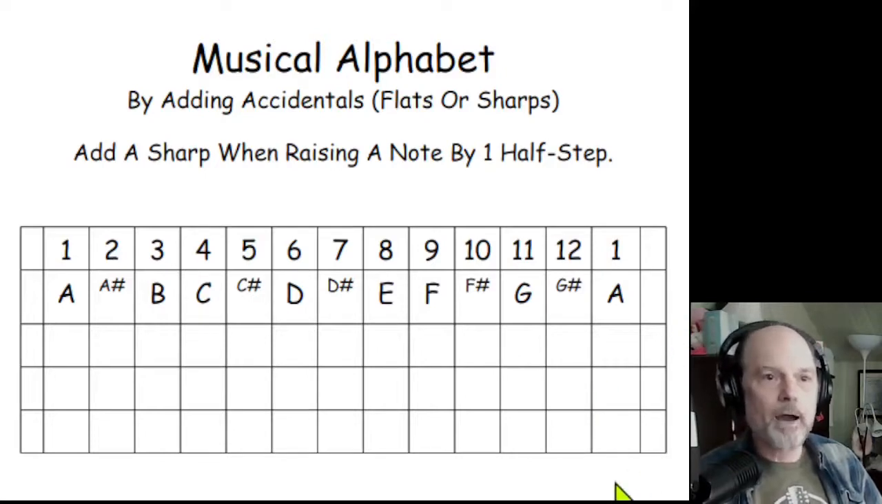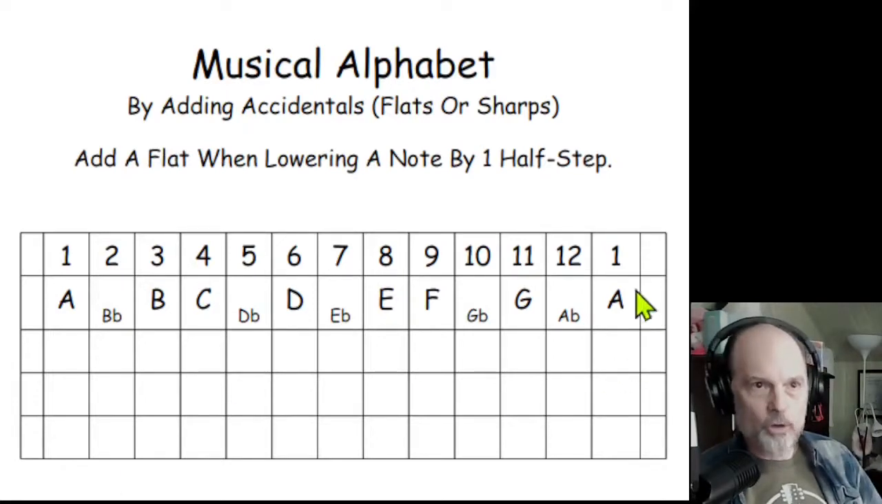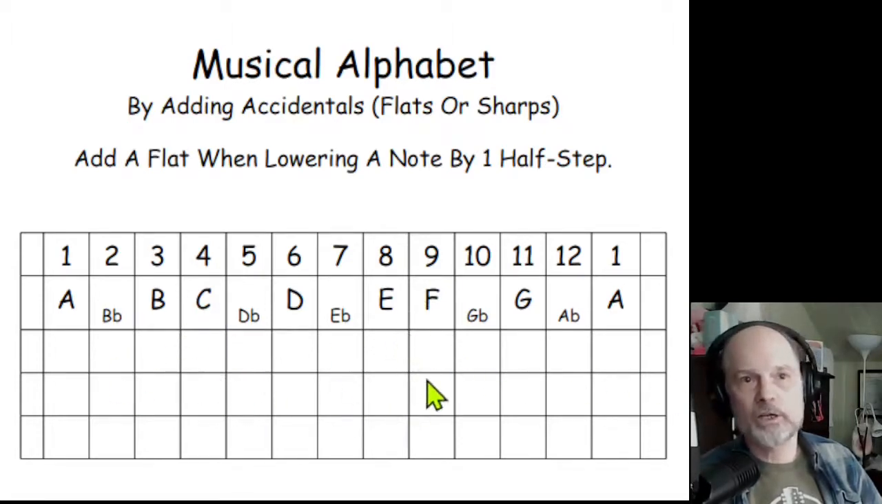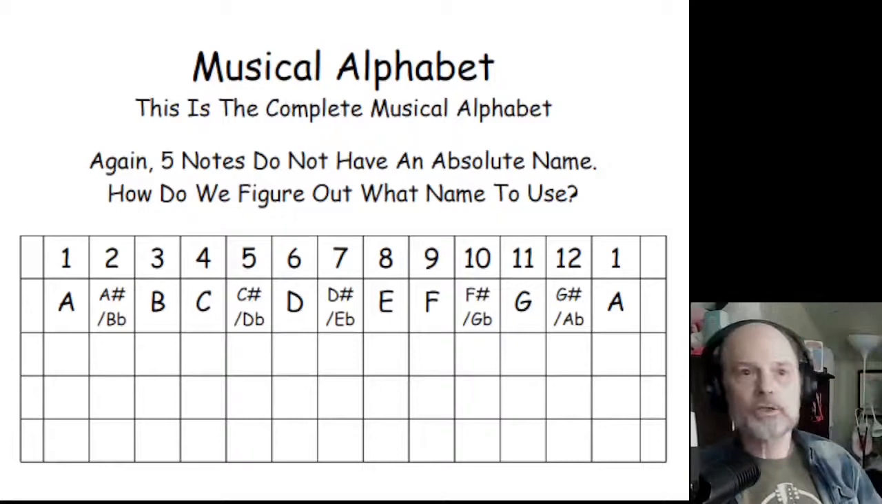Now, what about when we lower a note? If we lower a note by half a step, we again use the note name and put a flat sign with it. So going down half a step from A, we have A flat, G flat, E flat, D flat, and B flat. And again, we don't have an F flat or a C flat because there's no space in between B, C, and E, F. Now, this is our complete 12-note chromatic scale.